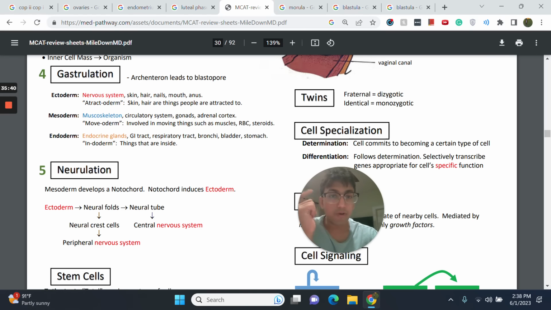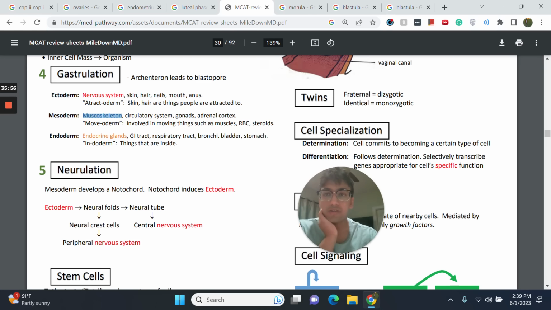It's your brains, your nervous system, your skin, your hair, your nails, your mouth, your anus. Everything that people are attracted to, your nervous system. So like your smarts, your skin, your hair, your nails, your mouth, your anus, everything that people are attracted to, that's your ectoderm. That's a very easy way to remember it.